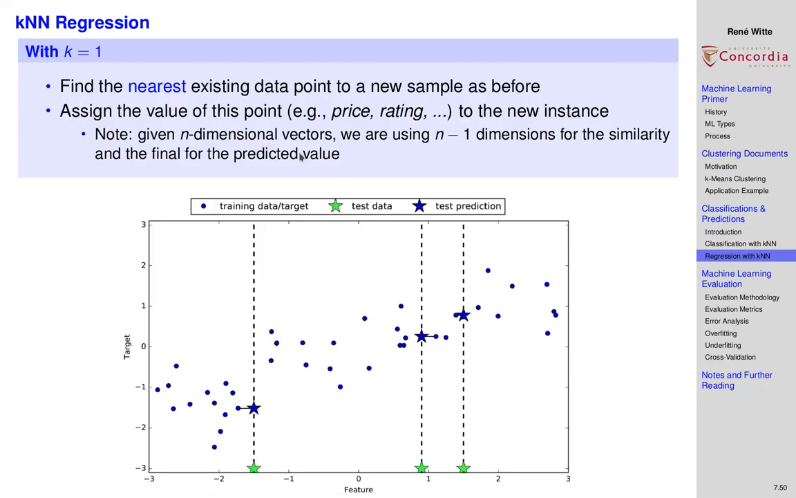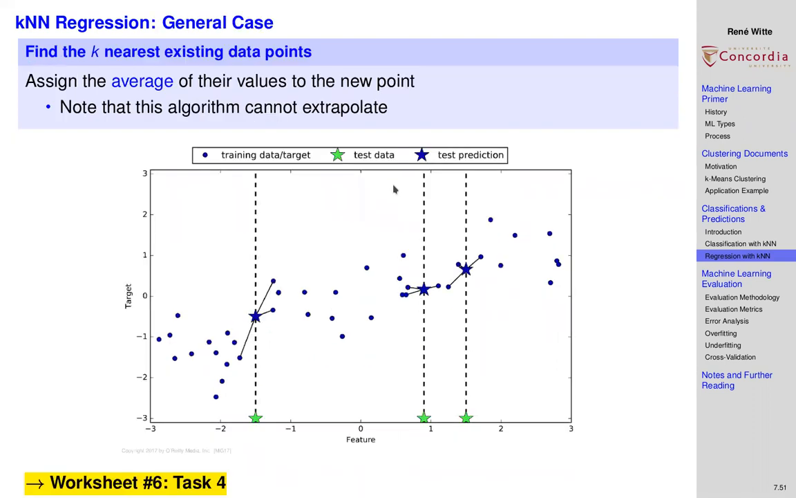So note the difference to before. We have n-dimensional vectors. We are going to use n-1 dimensions for the neighborhood classification, for finding the closest neighbor. And then the final dimension is the predicted output. So this was the special case with k equals 1.